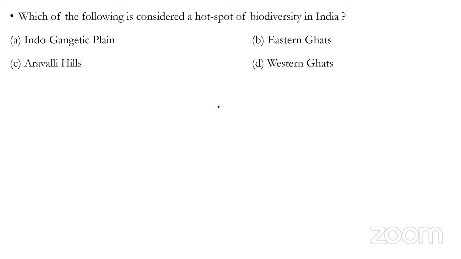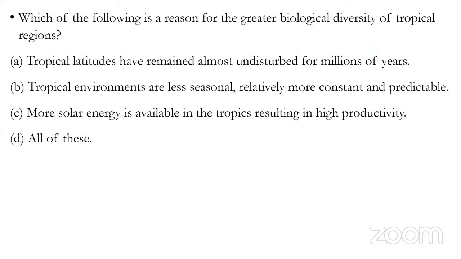Next one. Which of the following is considered as hotspot of biodiversity in India? We have seen it is Western Ghats and Sri Lanka is one hotspot together. Which of the following is the reason for greatest biological diversity of tropical region? While I was talking about synopsis, we saw what are the reasons for latitudinal gradient. Tropical latitude has remained undisturbed for millions of years. What has not happened in the tropical region is it has not been subjected to glaciations. In tropical region, there were no glaciations, or it is not affected by glaciation.